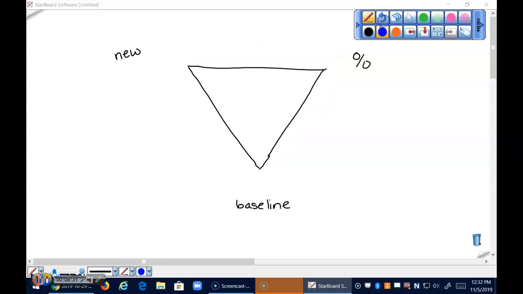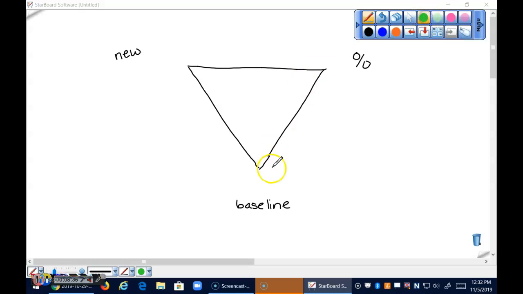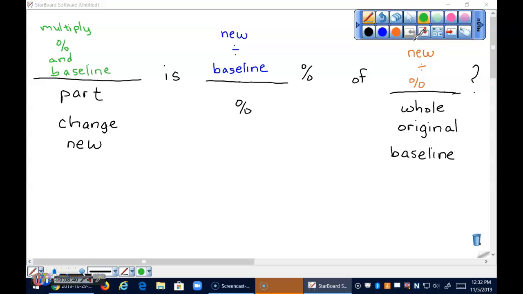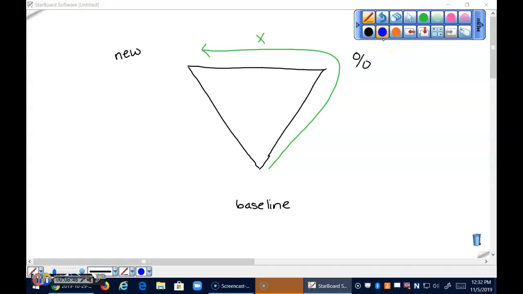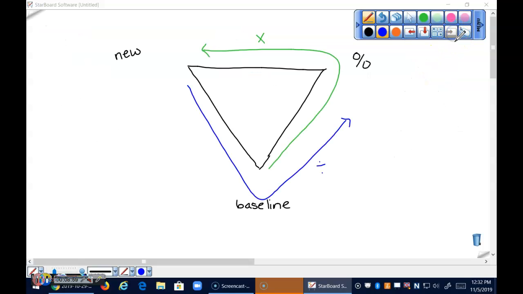Actually, I should color code this. Oops. Did I color code that? No. So that was this one. If what I don't know is the percent, then I'm going to take the new and divide it by the baseline. And if what I don't know is the baseline one, then I'll do new divided by percent. So that was orange, and new divided by.